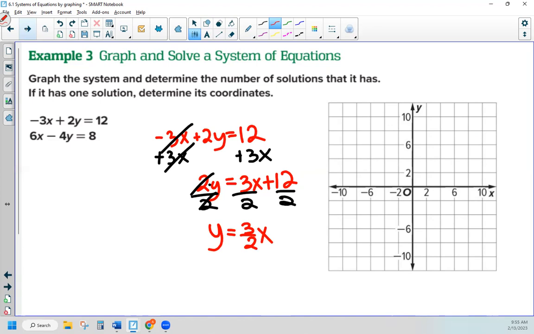Keep your x next to that fraction. That way you can just see it as a fraction by itself, and then 12 divided by 2 is 6. Cool. Done here. The line that this will create would be a y-intercept of 6 and then a rise over run of 3/2.